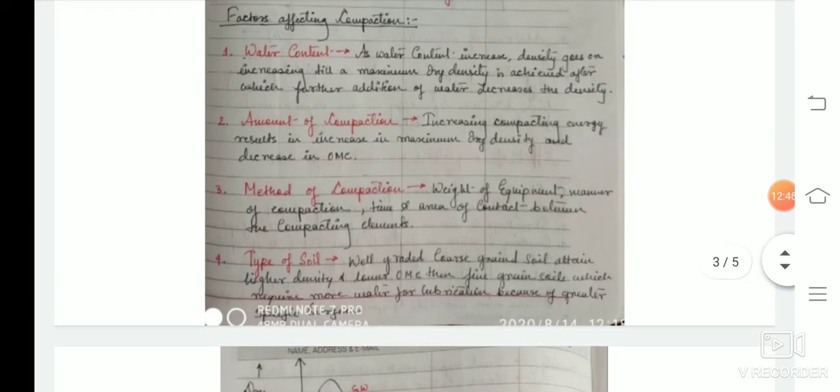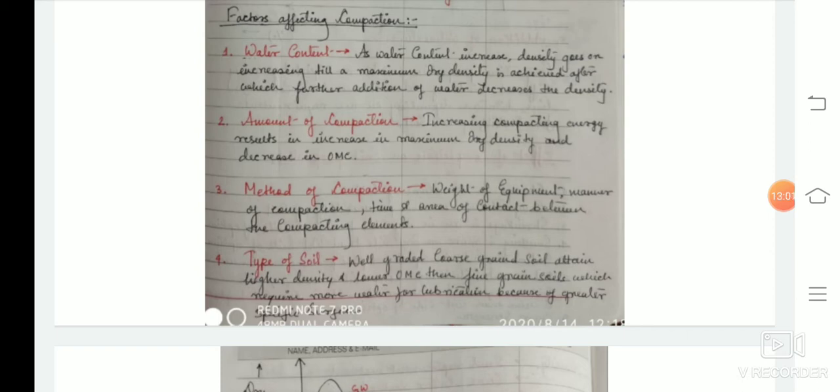Next is the method of compaction: how the compaction is being carried out. As we have already studied in this class, compaction can be carried out by vibration, by rolling or by tamping. These are the different methods of compaction. But the method of compaction depends greatly upon the type of soil that is present and which method we are using for compaction. The density achieved during compaction for a particular type of soil depends upon the type of compaction, or the manner in which the compactive effort is applied.